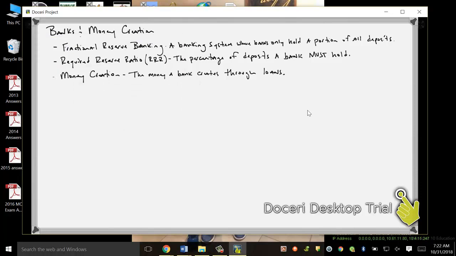Okay, we are going to be talking about banks and money creation today. Have a couple definitions of things that we need to make sure we understand. First, a fractional reserve banking system is a system where banks only need to hold a portion of all deposits that they receive. And that is the system or the method that our banks in the United States use.